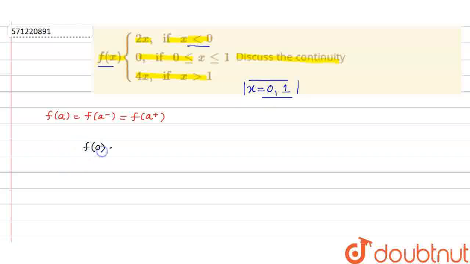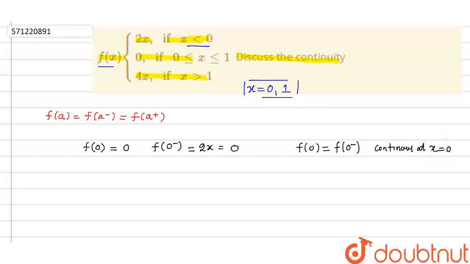For f(0) the function is 0. That means 0. Now for f(0 minus), the function is 2x. That means if you substitute x = 0, this becomes also 0. Okay, that means f(0) is equal to f(0 minus), then we can say that our f(x) is continuous at x = 0.